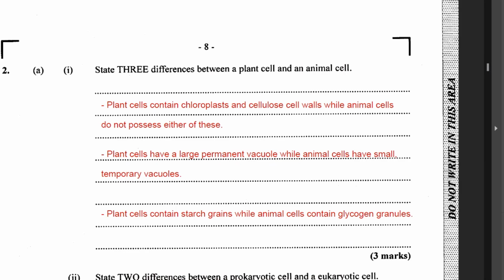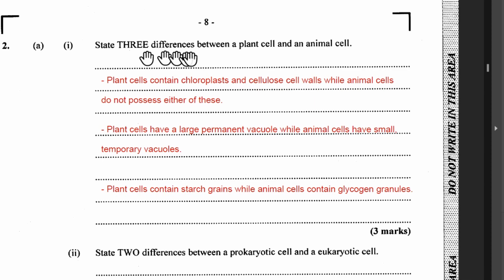Alright, let's look at, this will be Jan 2017, question 2. State 3 differences between a plant cell and an animal cell. Basic question. Plant cells contain chloroplasts and cellulose cell walls, while animal cells do not possess either of these. These would actually count as 2 differences right here.